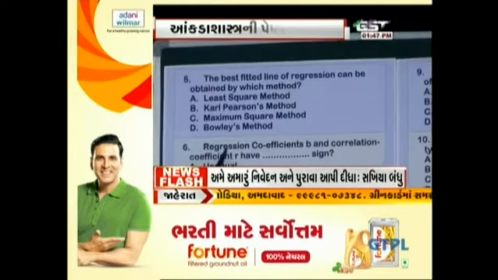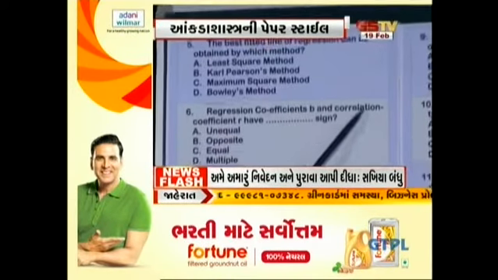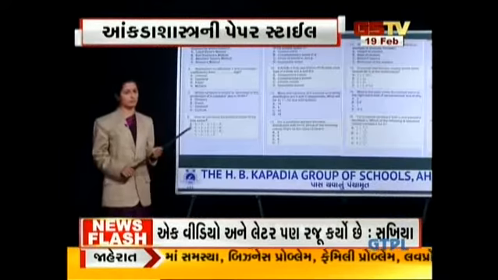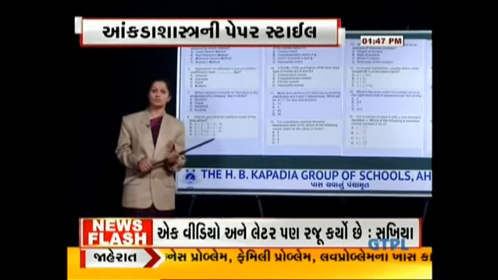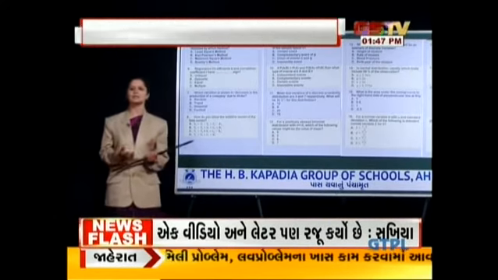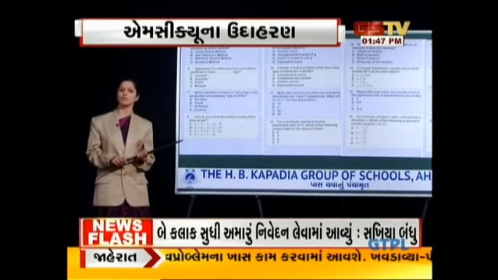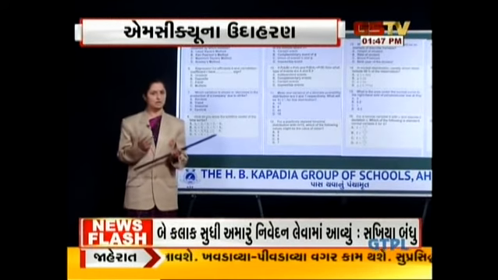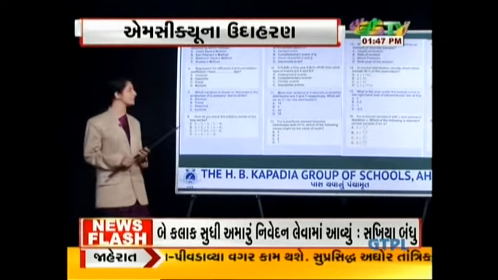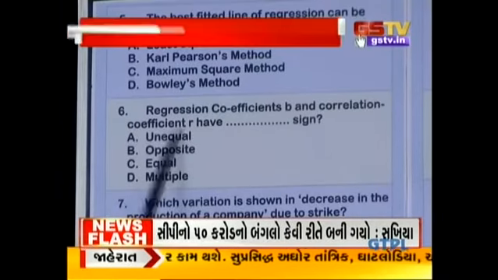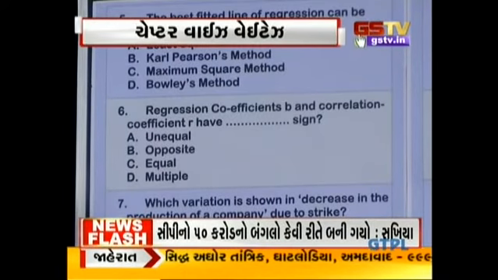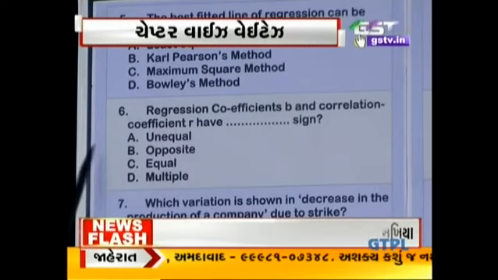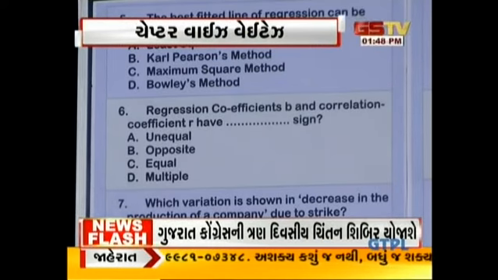Next, regression coefficient B and correlation coefficient R have a dash sign. If you do not know the answer, then just recall the formula: Byx is equal to R into Sy upon Sx, and standard deviation cannot be negative. It is always positive. So what is left is Byx, that is B, and the correlation coefficient R. So the sign should be equal, that is option C, equal.